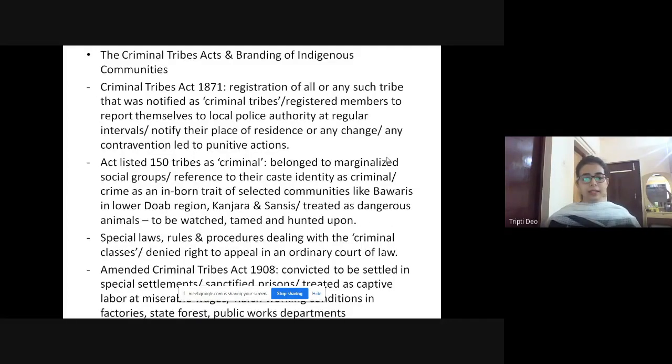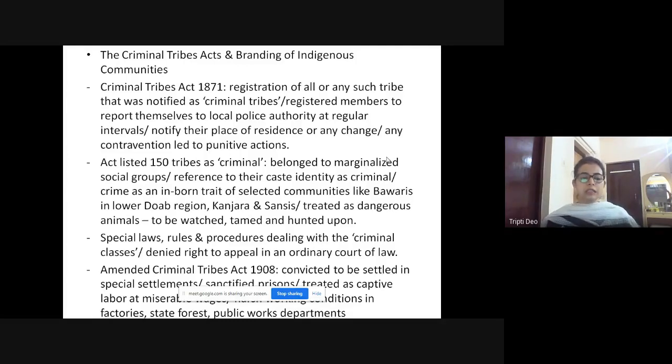Now, another very important aspect of forest tribes is the Criminal Tribes Act. I've already spoken a little about how these tribes were branded, and how legalities were made around them. So let's look at the Criminal Tribes Act, 1871. According to this act, registration of all or any such tribe that was notified as criminal tribes. Now again, criminal tribes is a word Britishers used. That's why I put this in quotation marks. Registered members had to report themselves to the local police authority at regular intervals, and notify their place of residence or any change. Any contravention led to punitive action.